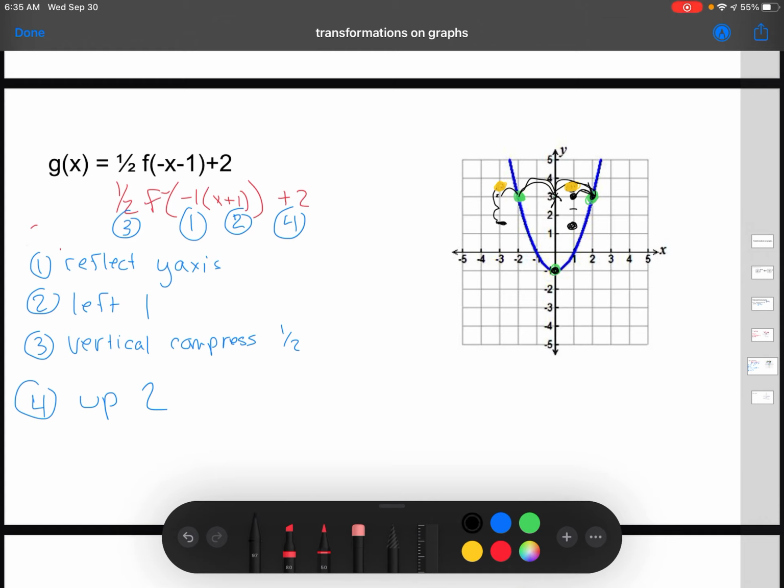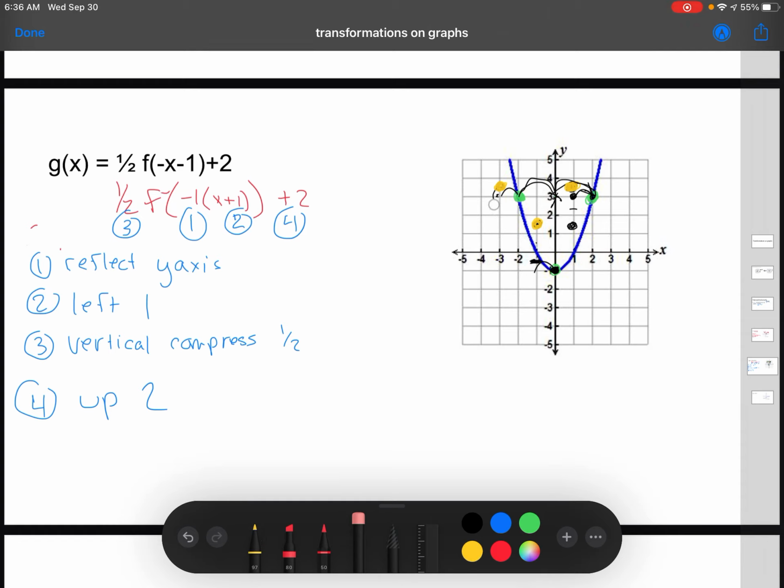And then do it to that bottom vertex point. Reflect the y-axis. Since it's on the y-axis, it won't go anywhere. Go left 1, compress by half, and then go up 2. Here it is.